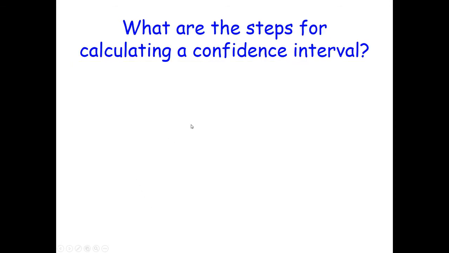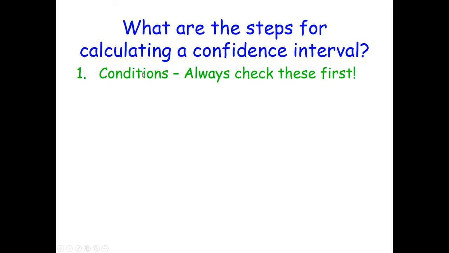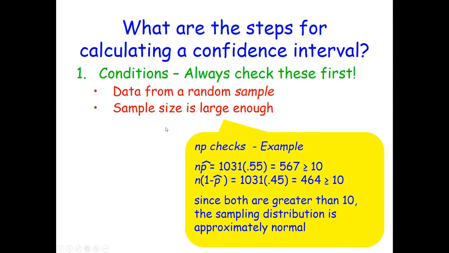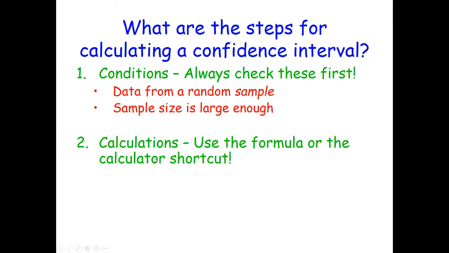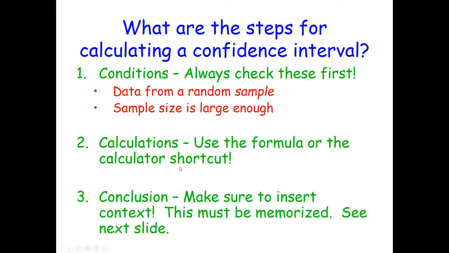Once you have checked those assumptions or conditions like we just did, make sure you always check those first. These are the things we have to check. We have a random sample and that we have n times p hat, n times 1 minus p hat greater than or equal to 10. Once you've checked these, we can move on to actually calculating our confidence interval. The formula we learned yesterday will work, which would be p hat plus or minus the margin of error. And I'll also show you a way to do it in the calculator in about, I don't know, maybe 5 minutes.